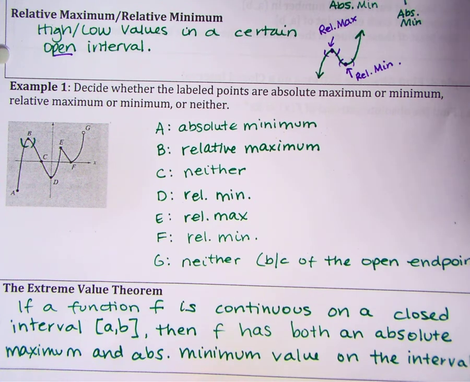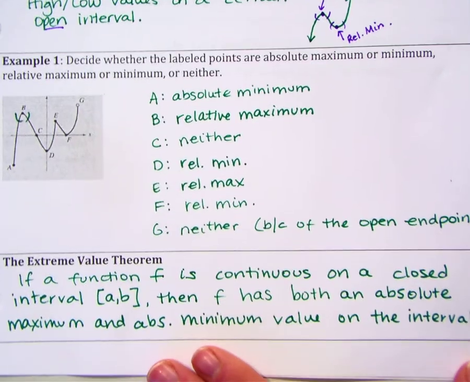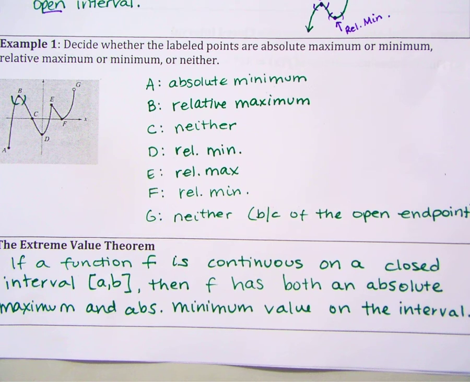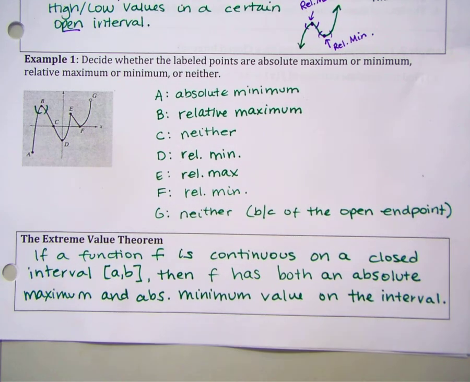The last thing on this first side is what's called the extreme value theorem, and it's what we would call an existence theorem. It just says that if a function is continuous and on a closed interval, so you have to have a closed interval here, it can't look like our point G on the last example, then you are guaranteed that f will have both an absolute maximum and an absolute minimum value on the interval.